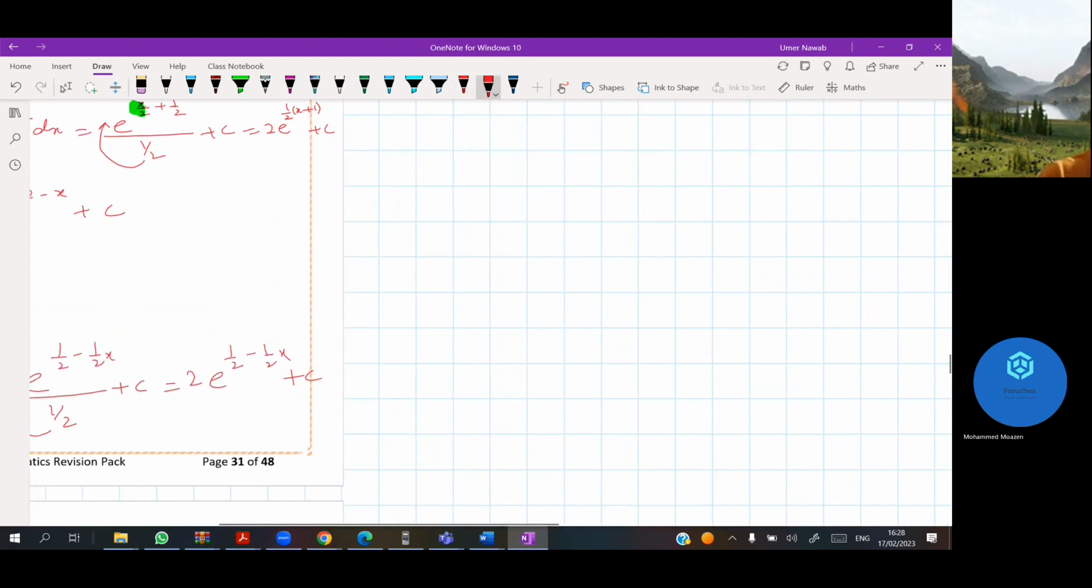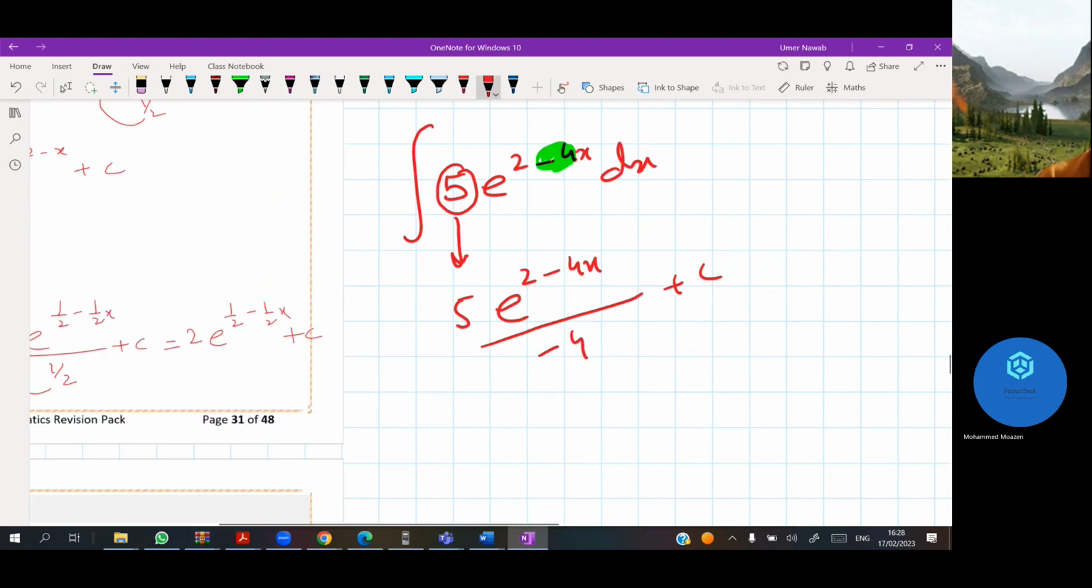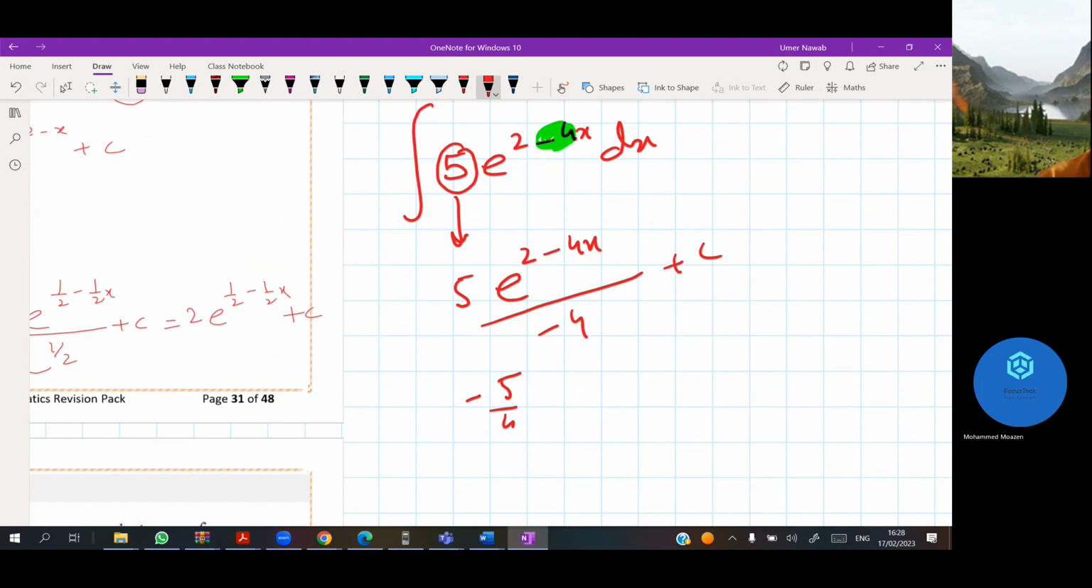For the final examination point of view, you need to know, for example, if I write any number, 5, e raised to the power 2 minus 4x supposedly, this 5 will stay as it is. What is the coefficient of x I have? Minus 4. So you need to divide it by minus 4, plus c. In a beautiful form, you can write it as minus 5 over 4 e raised to the power 2 minus 4x plus c, and it will give you the 2 marks.